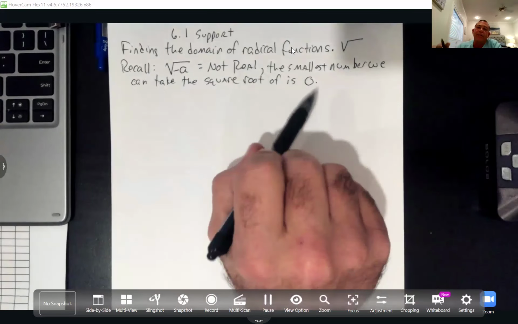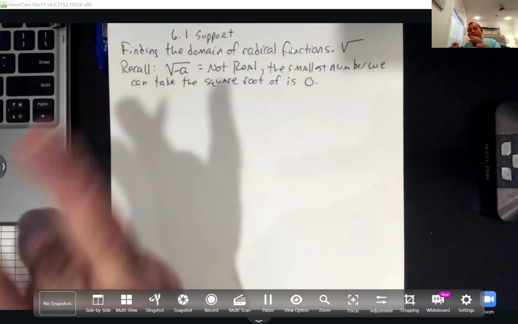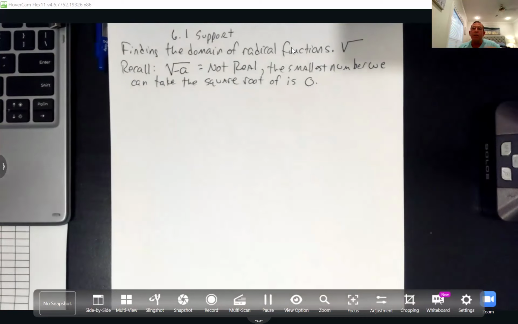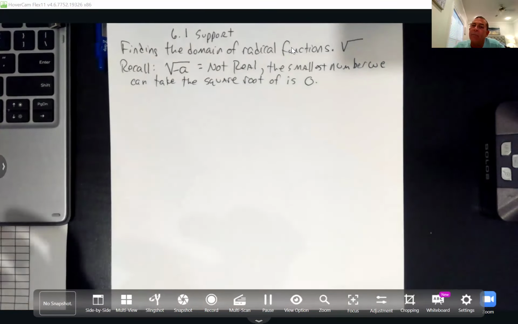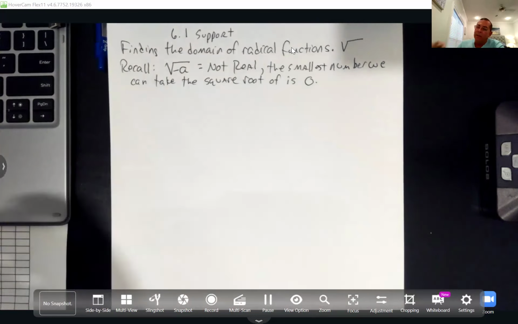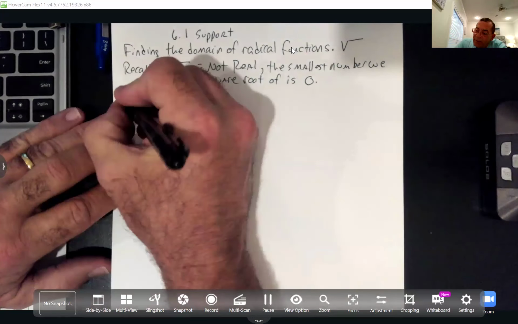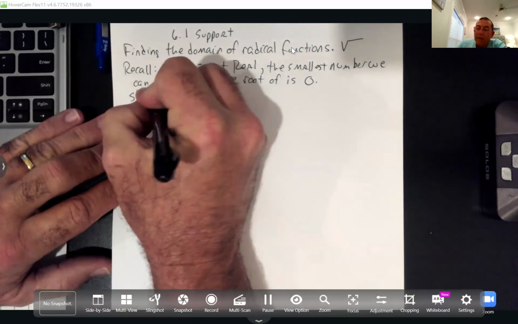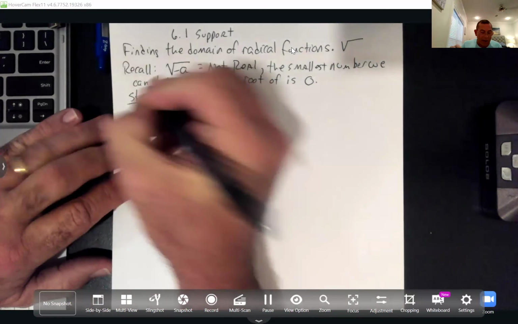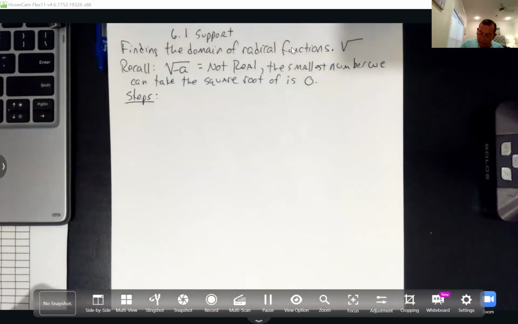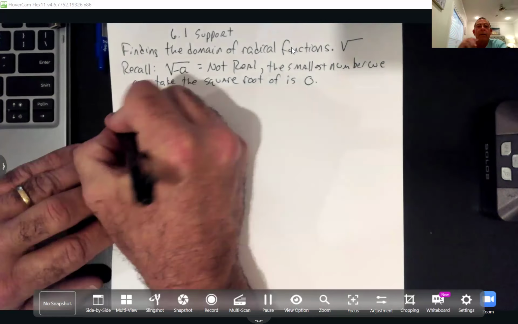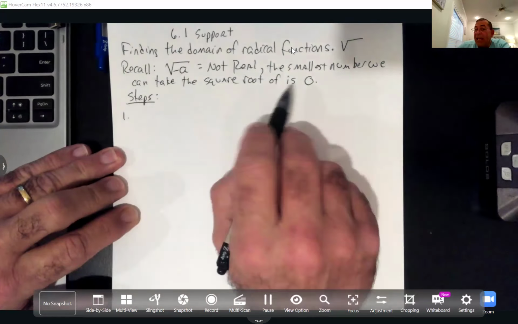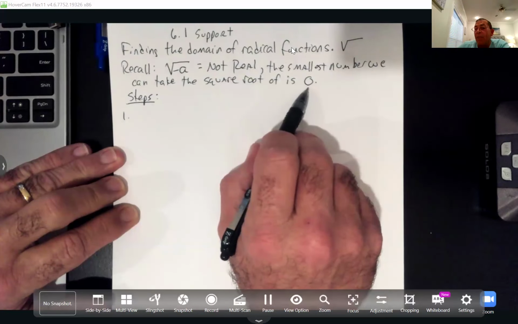Okay, so 0 I can take the square root of, which will give me 0. But remember, if you try to take square roots of those negative numbers, you're going to get imaginary answers, which are not real. So we cannot include any numbers in the domain that give me a negative number under that radical, okay? So the steps to finding the domain on a radical. So remember, it can equal 0, but it cannot be a negative number.